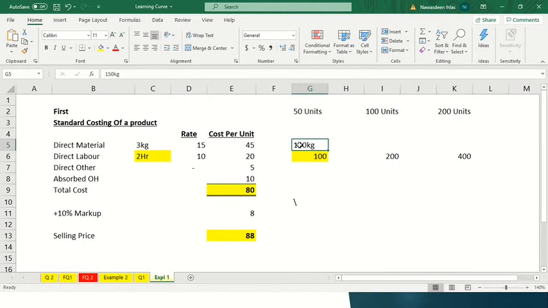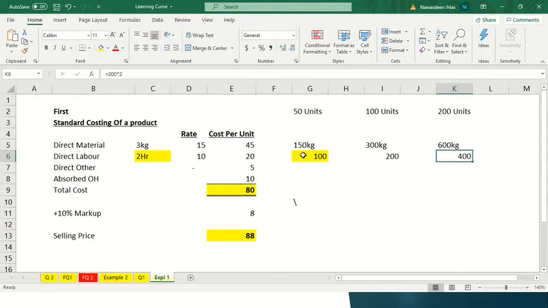Here you can see if we produce 1 unit we need 3 kilograms. If we produce 50 units we need 150 kilograms. If we produce 100 units we need 300 kilograms. If we produce 200 units means we need how many kilograms? 600 kilograms.